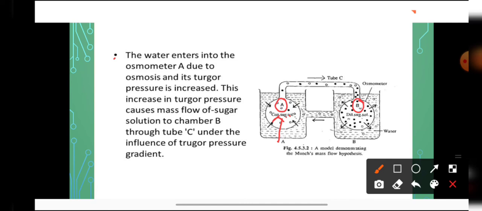solution. What is the meaning of mass flow, students? Water will move, and along with water, the sugar molecules will also start moving. So this increase in turgor pressure will cause the mass flow of sugar solution to osmometer B through the tube C under the influence of a gradient which is known as the turgor pressure gradient.